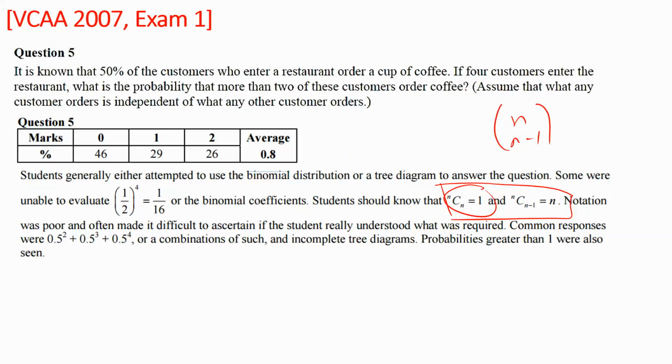So it's greater than two, so that's the chance of three customers. And then four. So add them together.